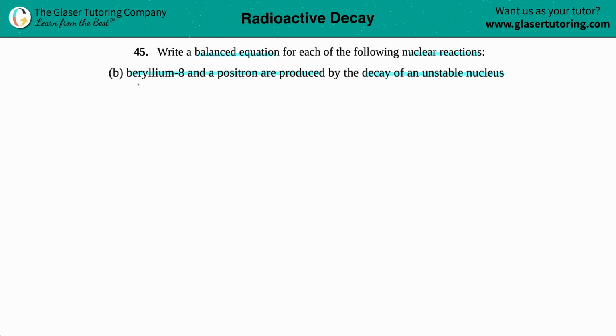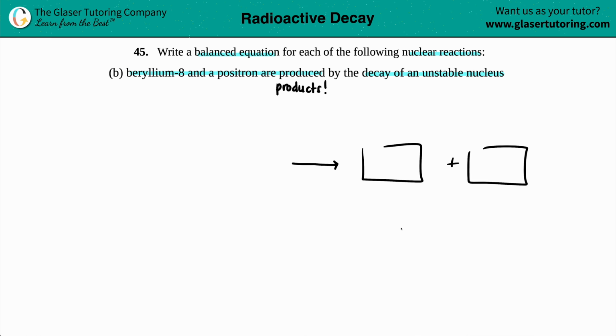So it seems like these two are going to be produced, and if you produce something, PP, you're always on the product side. Production is always the product's side. They told me two products that I have, so it seems like we're starting backwards here. Here's the yield sign, and now I know I'm going to have beryllium-8 and a positron on my product side. But now I just got to write them out.